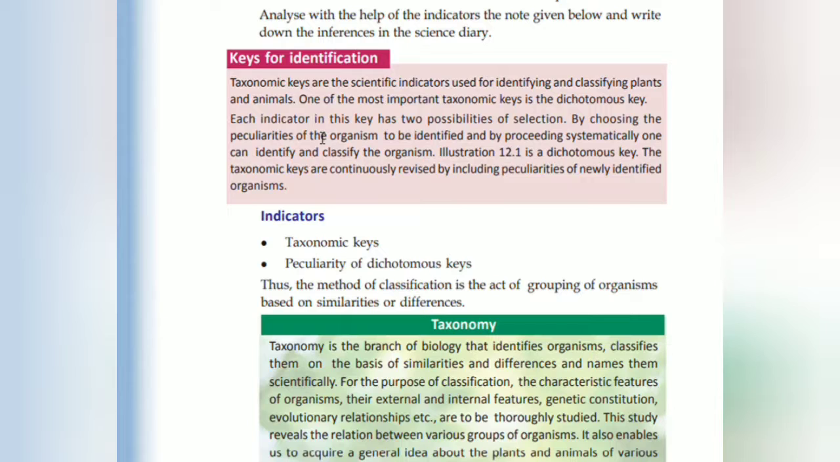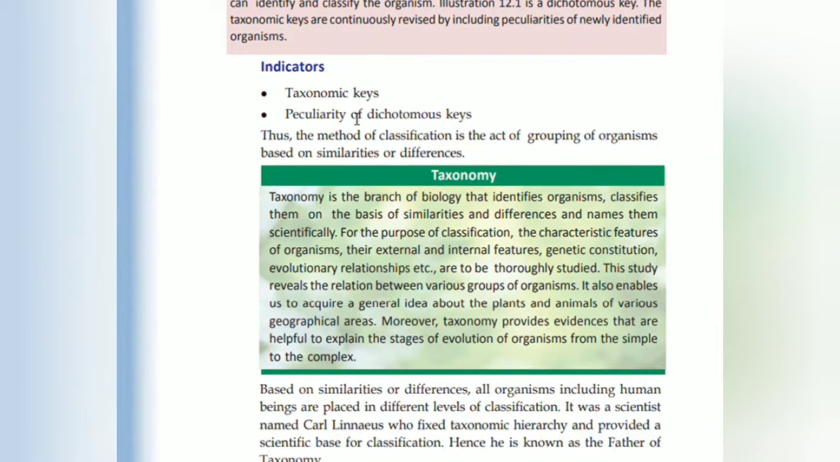So taxonomic keys need to be revised. Why? Each time we discover new types of organisms, so they have to be revised accordingly. Indicators and taxonomic keys, and the peculiarity of dichotomous keys. Thus the method of classification is the act of grouping organisms based on similarity. There may be organisms of the same type, and we consider them as a group. Then those different ones.